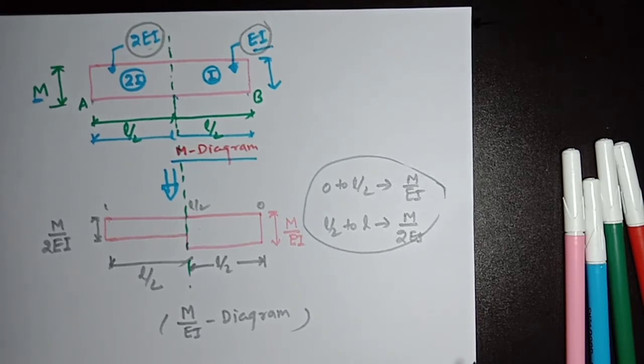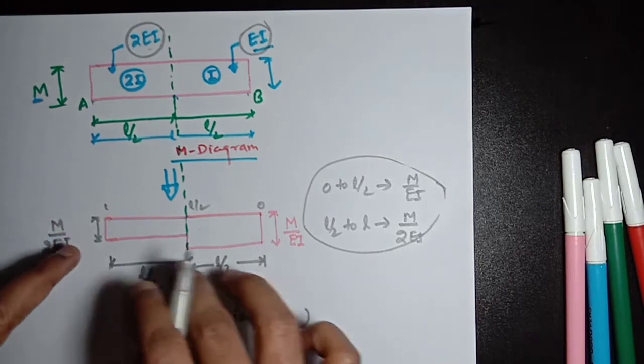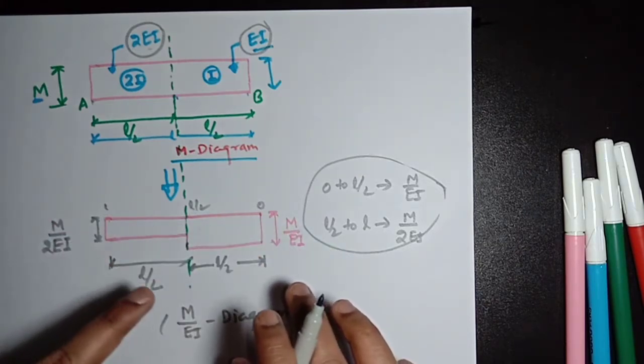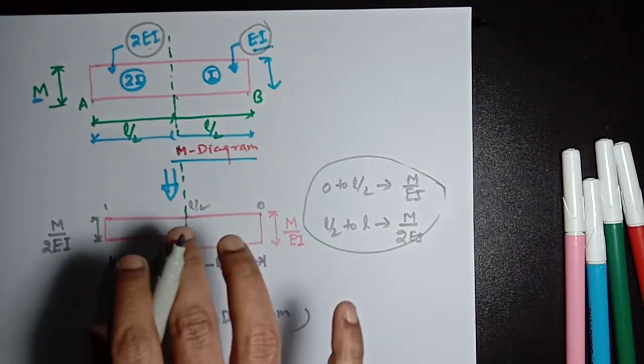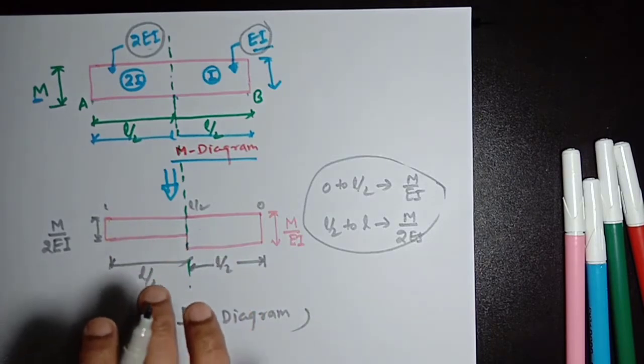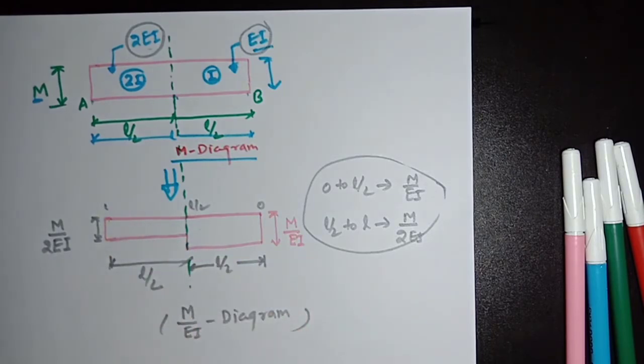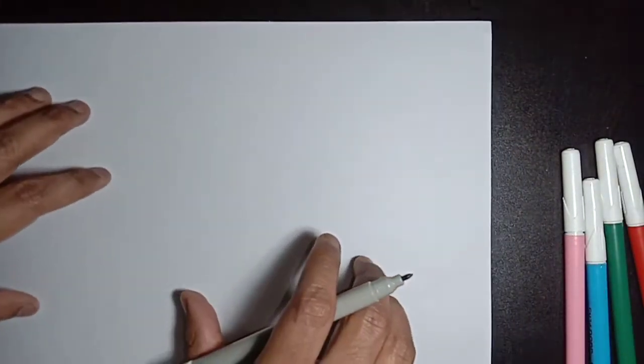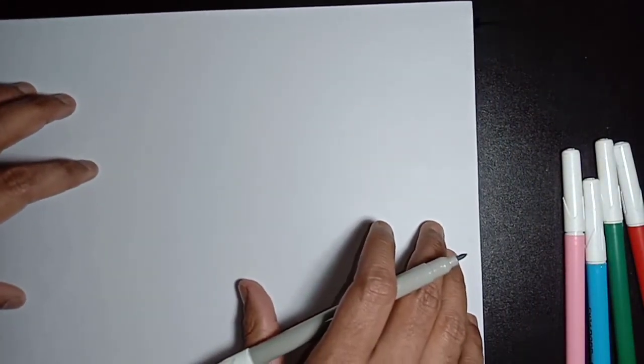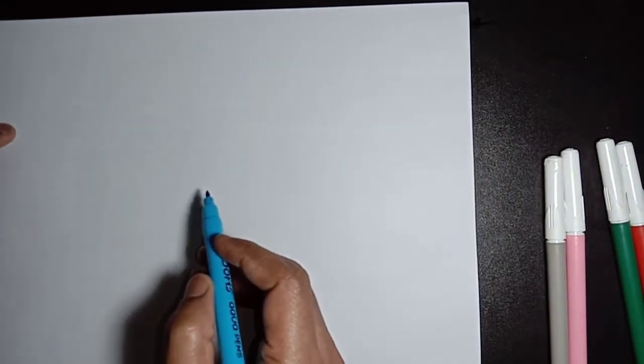So now let's continue here to find the area of this M over EI diagram. For this entire diagram, we are going to find the area, and we are also going to find the centroid of this diagram. Now we are going to redraw the same M over EI diagram here.